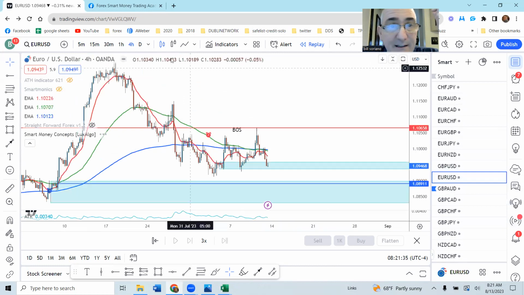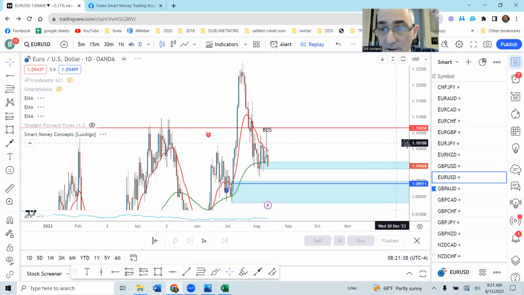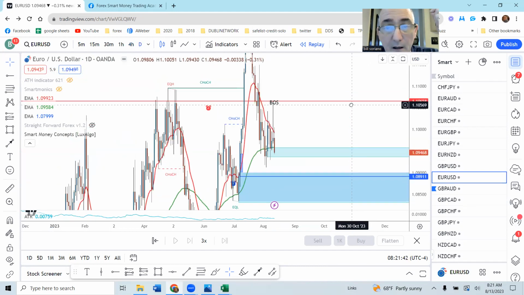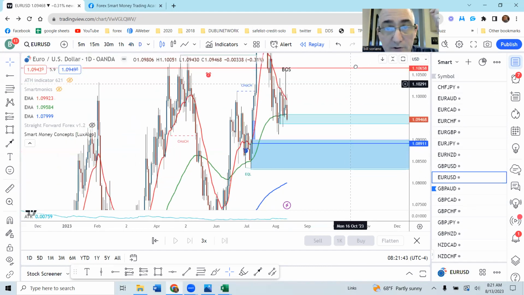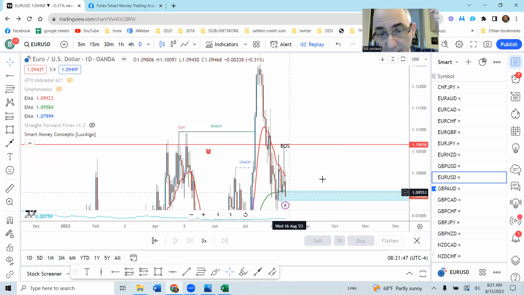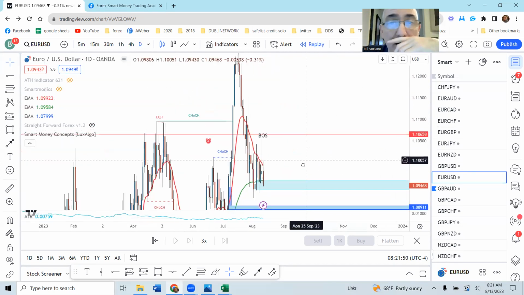EUR USD, let's look on the daily chart here. Looks like we have some break of structure alerts that were set up. We are bullish. Our order flow is still bullish, even though we do have this big move down here.